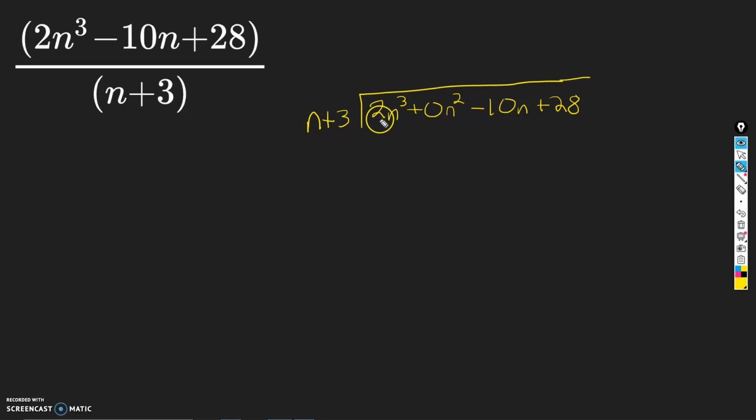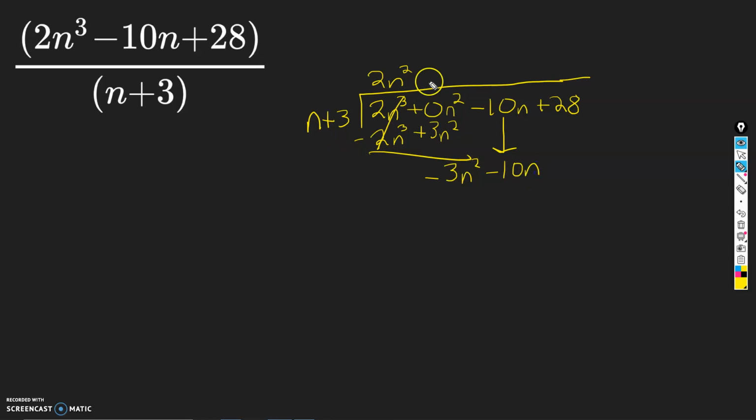Okay, n goes into 2n cubed, 2n squared. N squared times n is n cubed. N squared times positive 3 is positive 3n squared. Subtract. 2n cubed minus 2n cubed goes away. 0 minus 3, negative 3n squared. Negative 10n drops down.